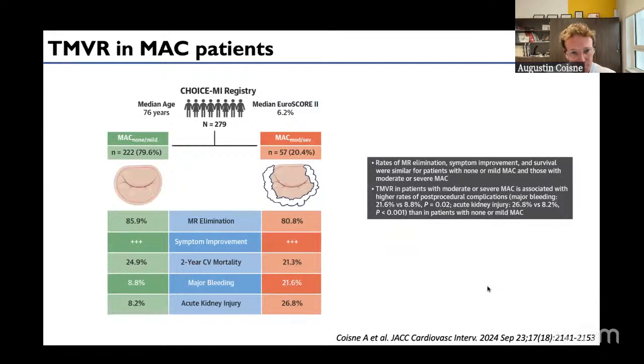As you can see, the rates of MR elimination, symptom improvement, and survival were similar for patients with no and mild MAC on the left, and those with moderate and severe MAC on the right. Meaning that TMVR in this population can be a solution, but of course, in moderate or severe MAC, we had higher rates of post-procedural complications, meaning major bleedings and acute kidney injury, which can be related to the general condition of the patient. So it can be a suitable solution in the future to think about treating MAC patients using these devices.